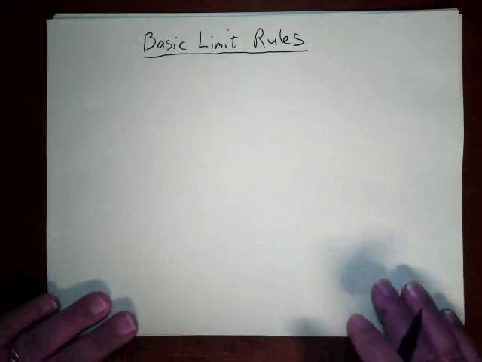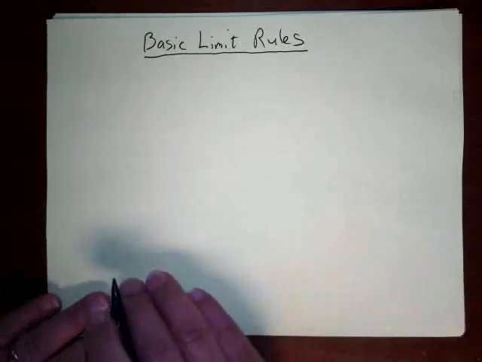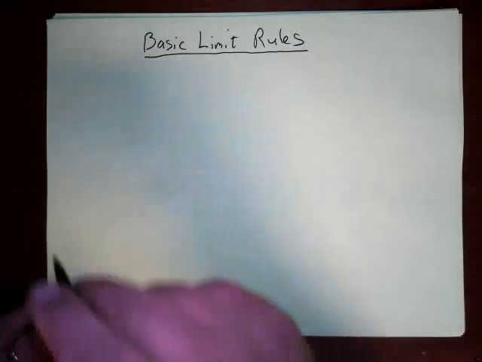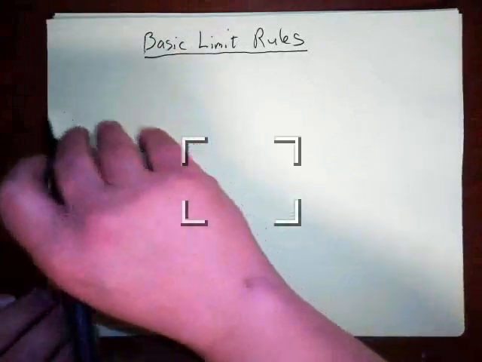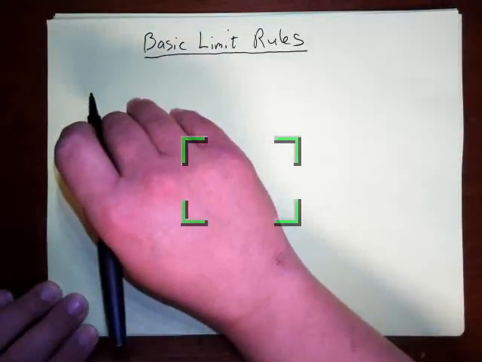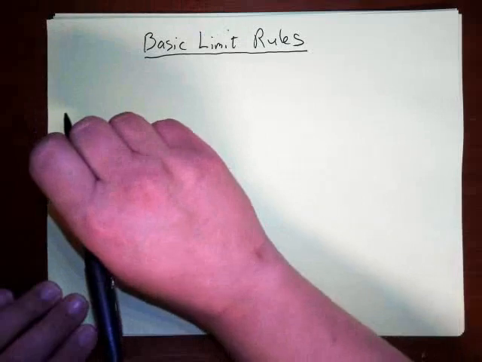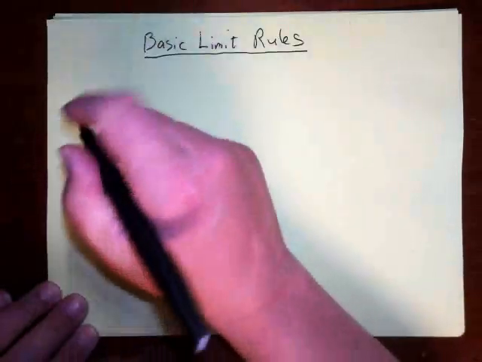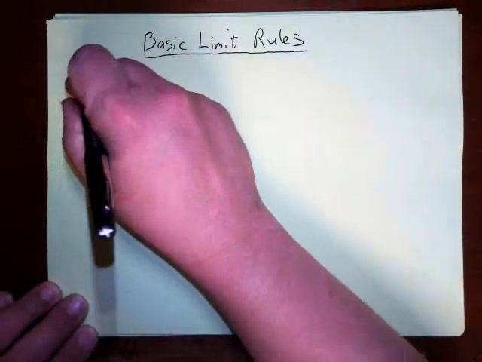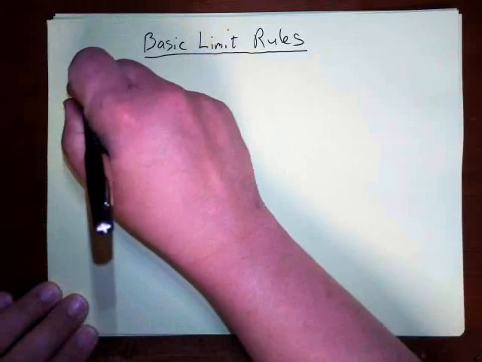So here are some basic rules that really make sense. The first two do for sure, and that is what we can call the limit of a constant.